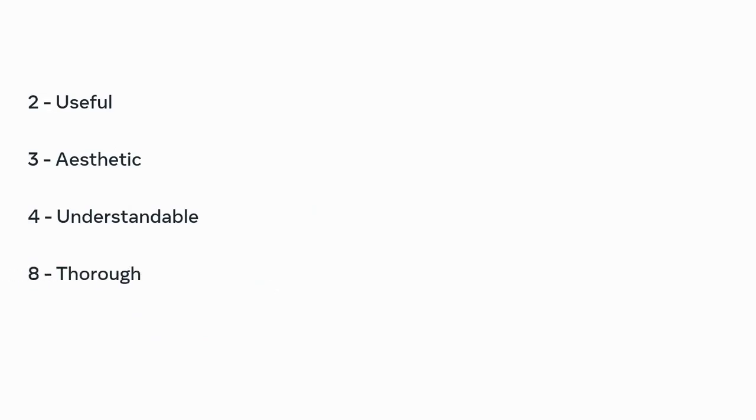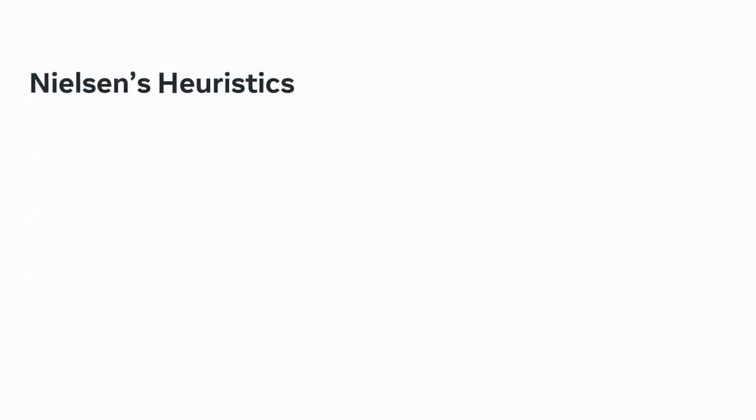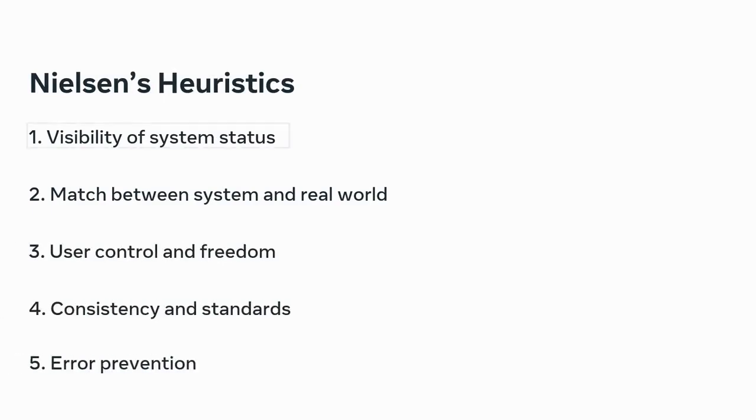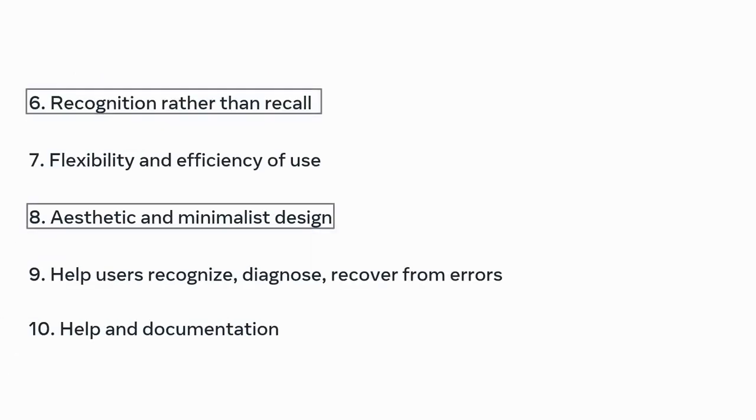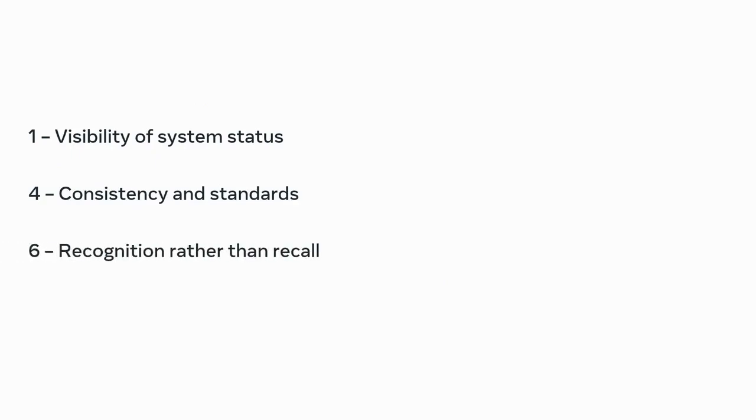And finally, number 8 states that good design is thorough down to the last detail. These issues also violate Nielsen's heuristics number 1, 4, 6, and 8, which are number 1, the visibility of system status where the design should always keep users informed about what is going on, and number 4 that states consistency and standards where users should not have to wonder whether different words, situations, or actions mean the same thing. Number 6 states recognition rather than recall, where you minimize the user's memory load by making elements, actions, and options visible.